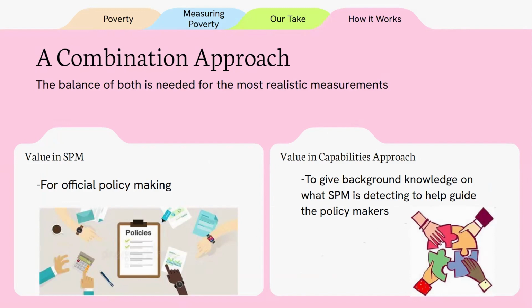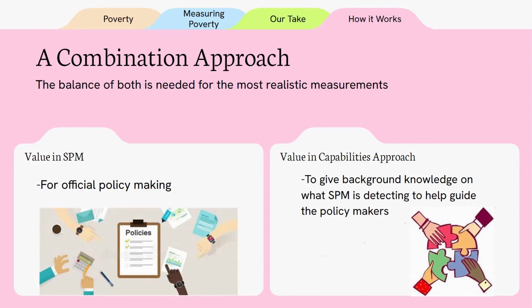Through the information given, we have determined that the best course of action for measuring and aiding poverty is a combination approach. We chose SPM to cover the monetary thresholds and believe that this is key since income is an easy indicator for policymakers when they are working to aid poverty.